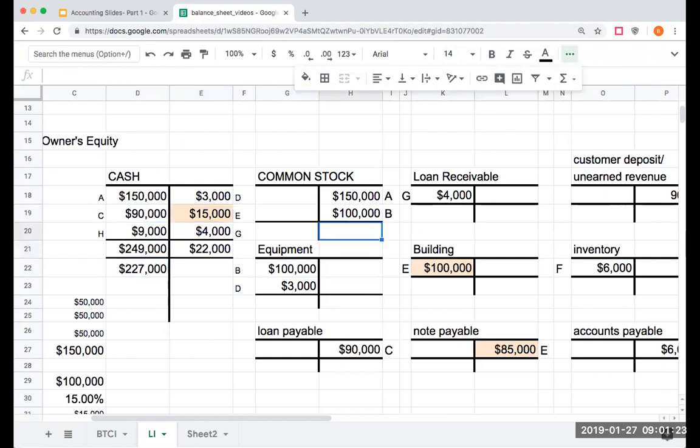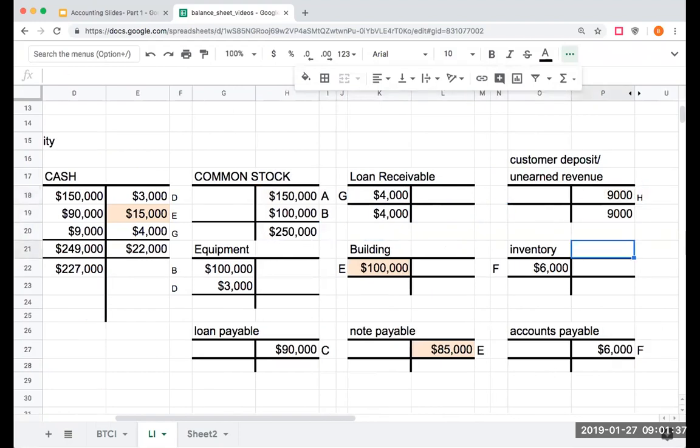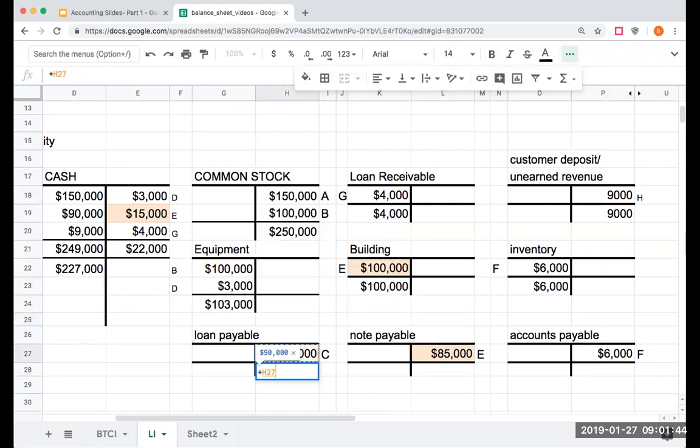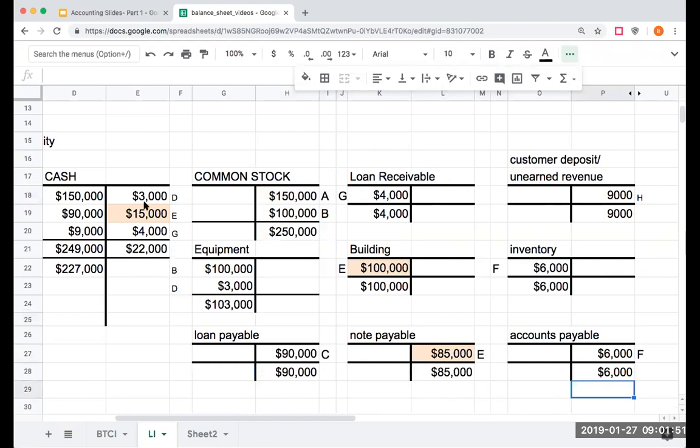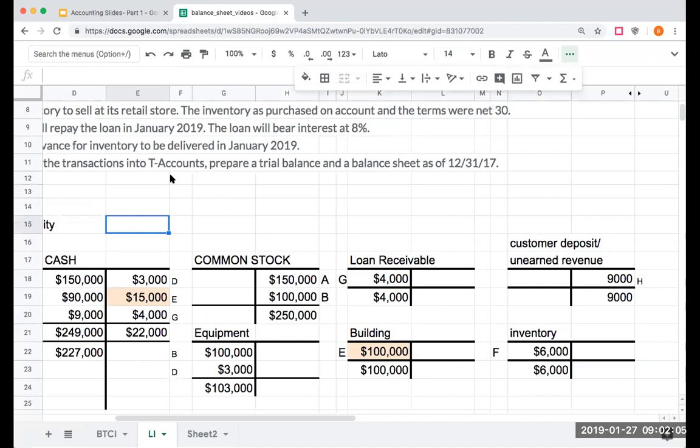$227,000. For common stock, I have the cash issued for stock, and then I had the $100,000, which was my stock issued for equipment. Loan receivable, $4,000. Customer deposit, unearned revenue. Inventory, building. Loan payable, note payable, and then here, accounts payable. So I've gone through and entered in all of my various different accounts. I'm going to pause really quickly while I make up the next tool for us to do the trial balance. My next step is, once I've entered in everything into T accounts, I'm going to move these final balances here to a trial balance. So give me a second, I'll set that up.